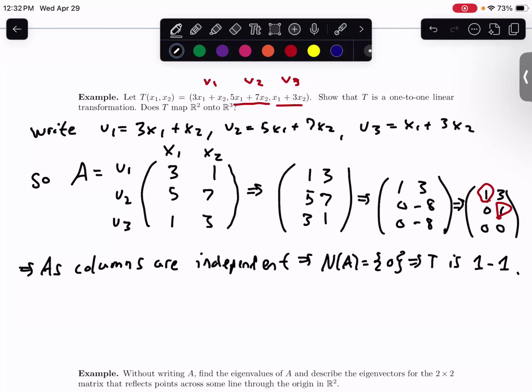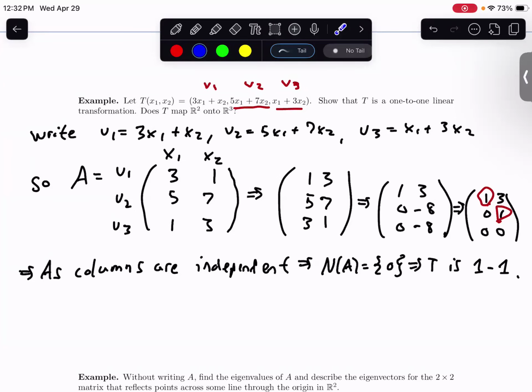And then the other part asks, does T end up mapping R2 onto R3? I guess this is even before doing any sort of calculations. Does anyone know what the answer to this is going to be? I mean, I kind of already did the row reduction, but any ideas? Yeah, sure, Mason. Okay, the answer is going to be no here.